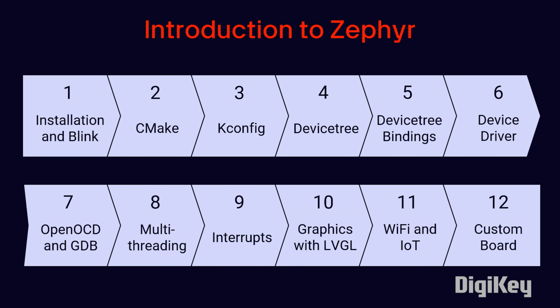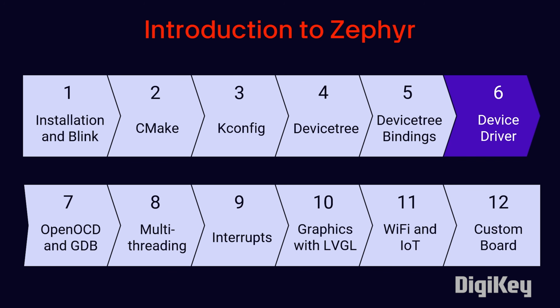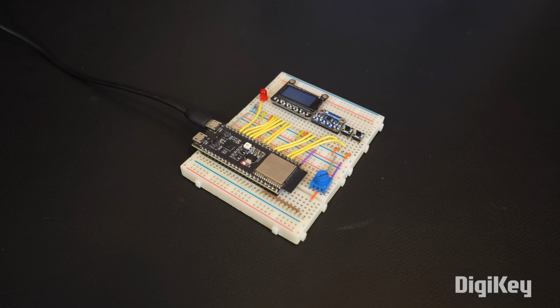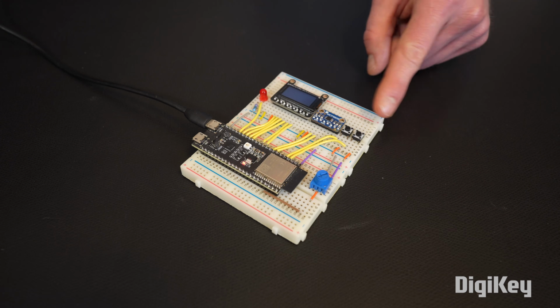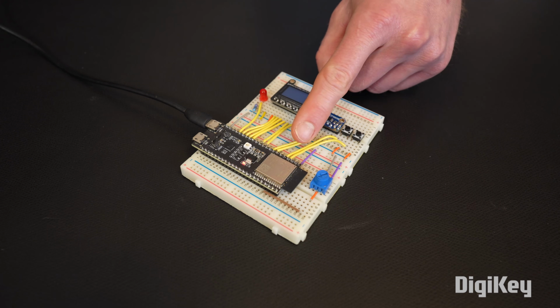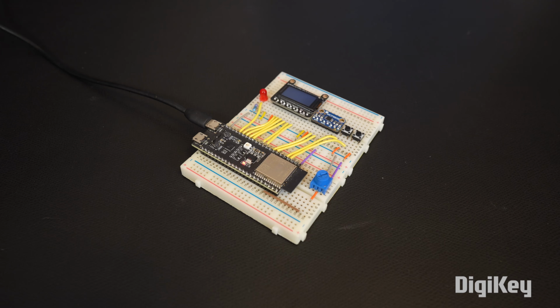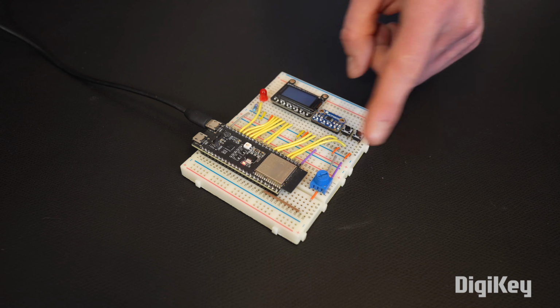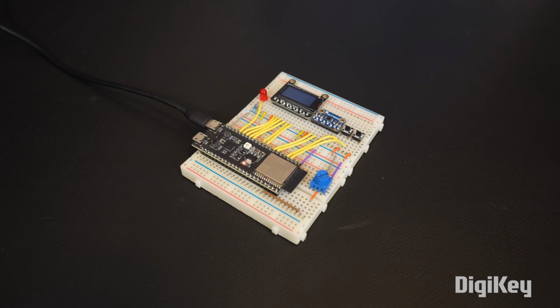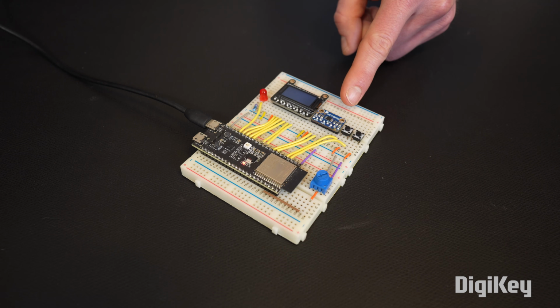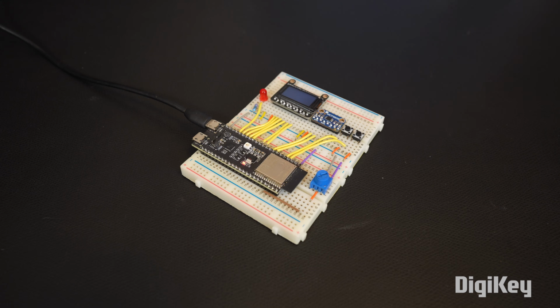In the previous episode, we looked at existing bindings files to see how they help connect the device tree to driver code. This time, we'll write our own bindings file as part of creating a custom device driver. You will want to connect two buttons to pins 4 and 5 on your ESP32 board. We'll write a simple driver that acts as a wrapper for these buttons. Later in the episode, I'll give you a challenge to write a device driver for this MCP9808 I2C temperature sensor.